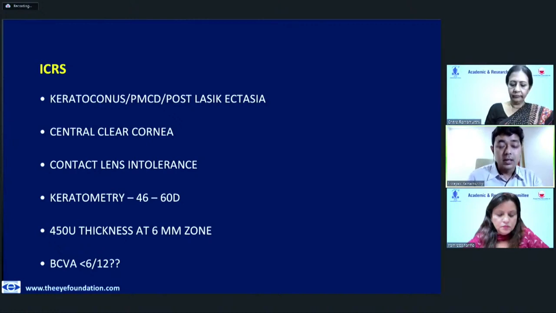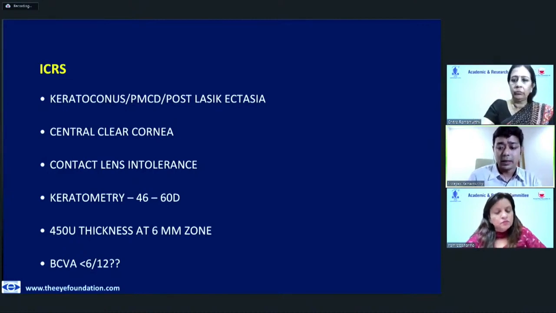Contact lens intolerance is an indication, primarily because post INTACS contact lens fitting will be very difficult or can be more challenging, and therefore you want to avoid contact lens and choose cases in such a way that post INTACS you give them a reasonably good best spectacle corrected visual acuity.